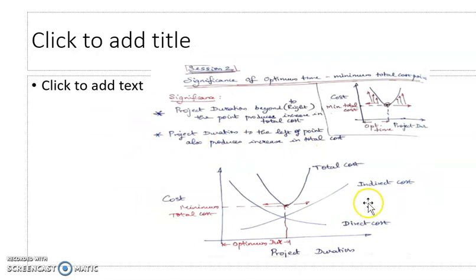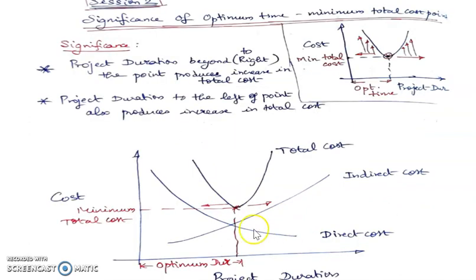Now, this is a slide which shows the trend of total cost with respect to time. As we can see here, total cost is this curve, which is brought about by the addition of direct and indirect cost. So when you add these two, the total cost is like this. It has a declining and an increasing trend. And what is important in this graph is this point, which is significant. So what does this point tell us?